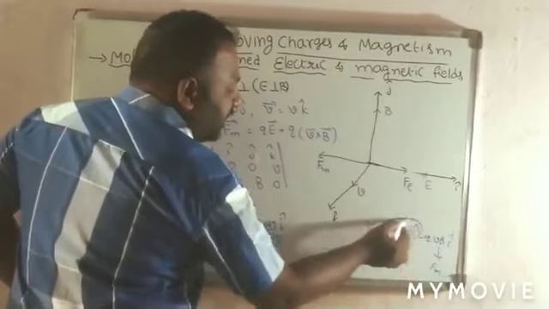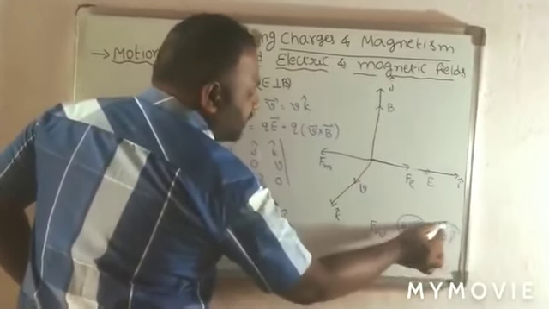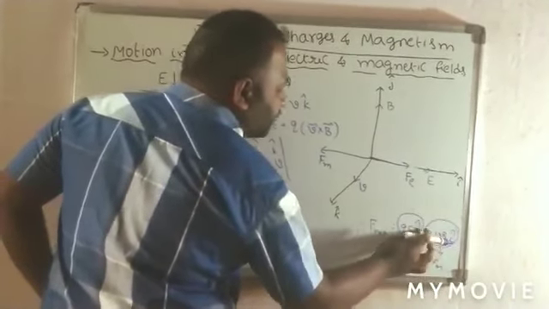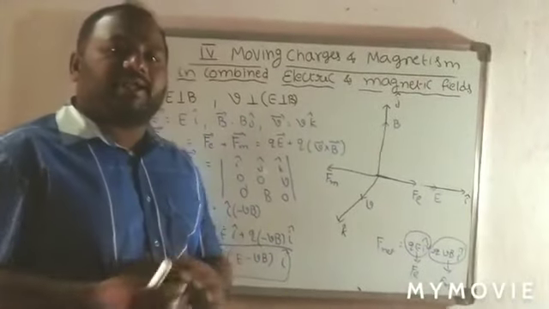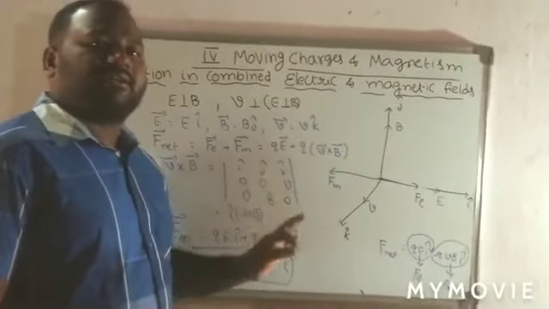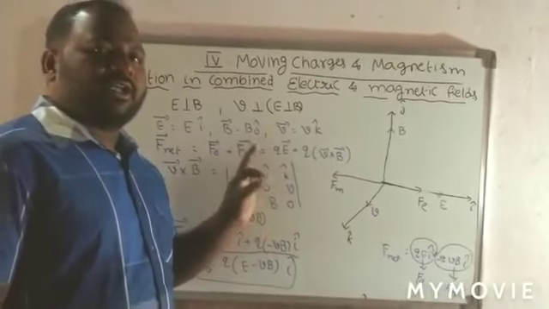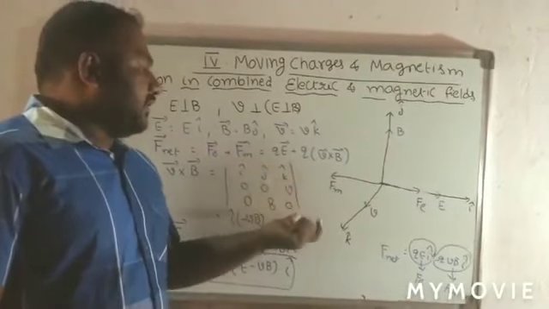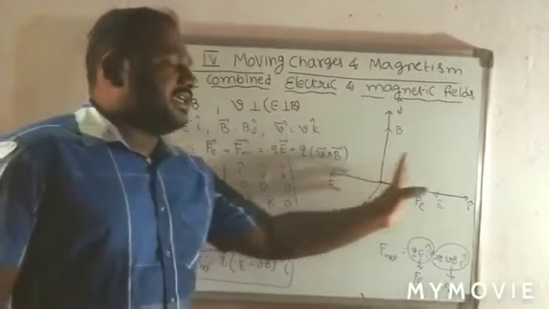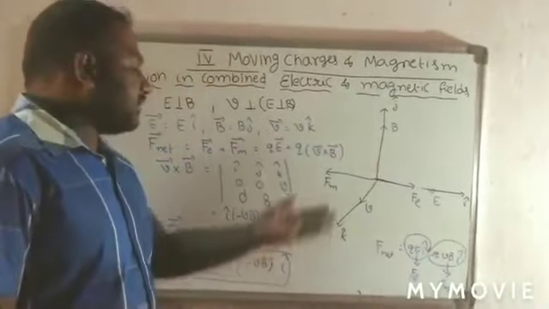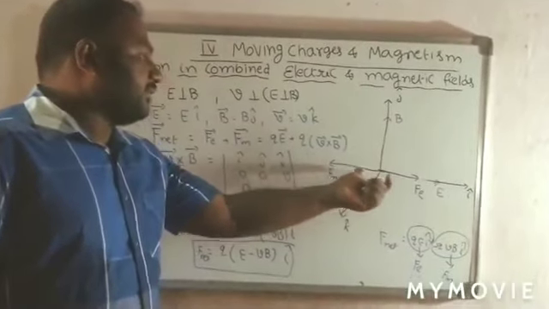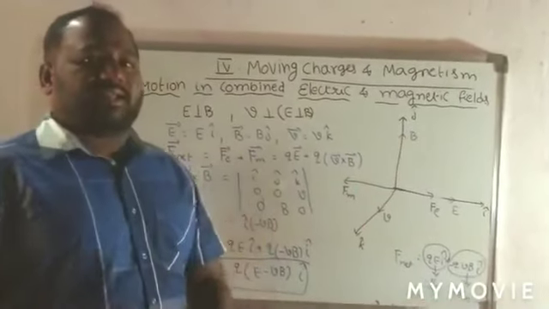So this is the electric force along i cap, this is the magnetic force along negative i cap. So this is the combined effect of the electric and magnetic field on a charged particle which is placed. Here the net force: the electric force is acting along positive x direction, the magnetic force is acting along negative x direction.